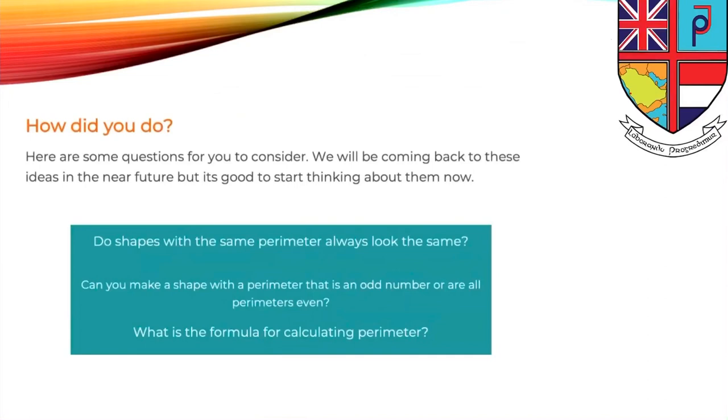Do shapes with the same perimeter always look the same? And can you make a shape with a perimeter that is an odd number, or are all perimeters even? And think about what the formula is for calculating these perimeters. Okay, so we've been using them for the last 2 lessons now. They should be firmly in your mind, and so you should do them with a click of a finger. Okay, that's your final slide.